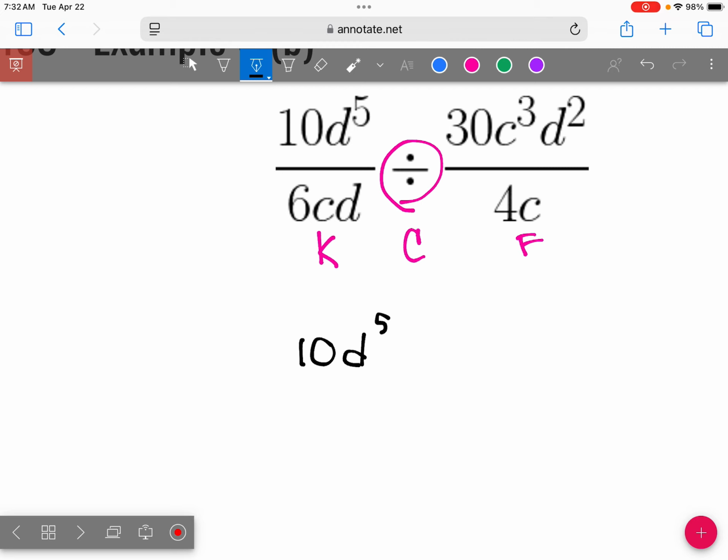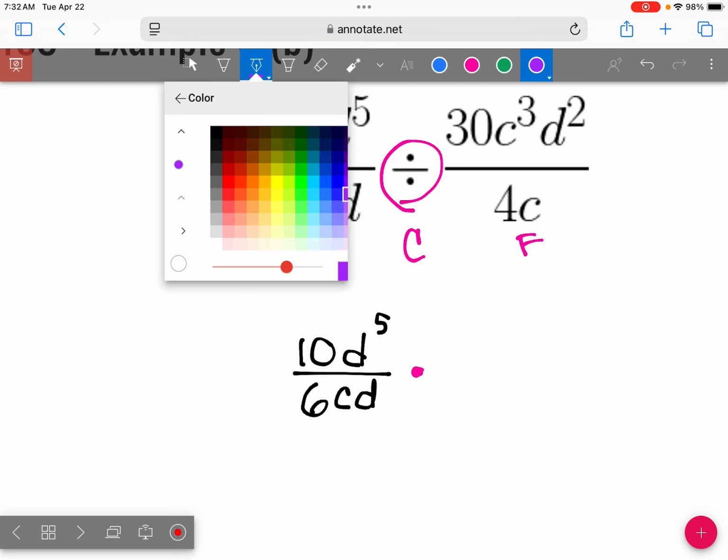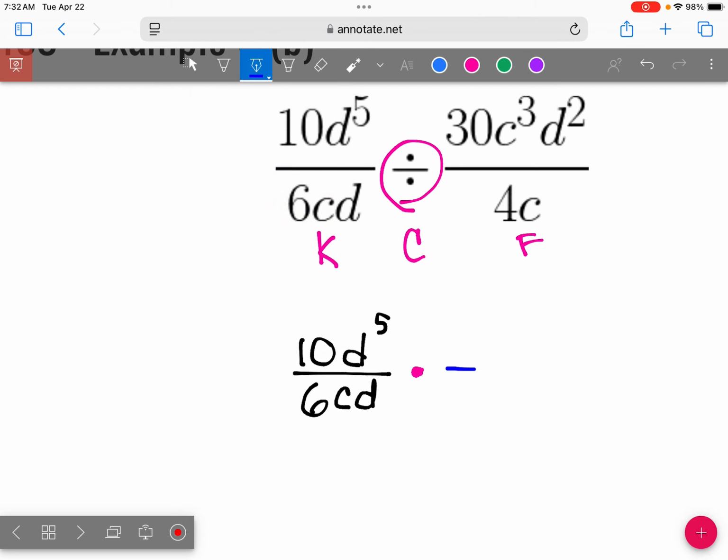Our 10d to the 5th over 6cd. What is that? There we go. We change the sign. It goes from division to multiplication. And then we flip the second one upside down. So now we're going to have 4c in the numerator and 30c cubed d squared in the denominator.